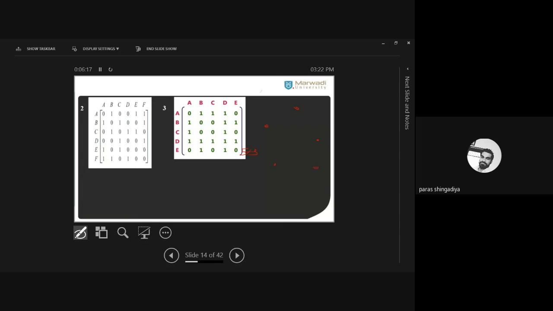ठीक है, कोई भी position आप ले सकते हो. That is A, B, C, D and E. Now connect A with the rest of all. ठीक है, A किसके साथ connect होगा? A to B, then A to C and A to D.